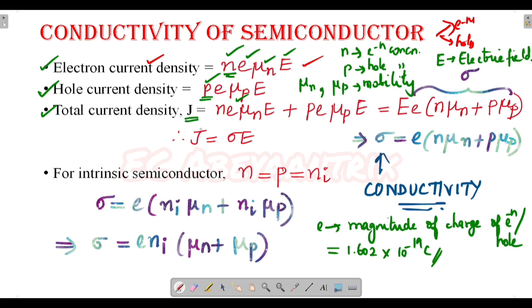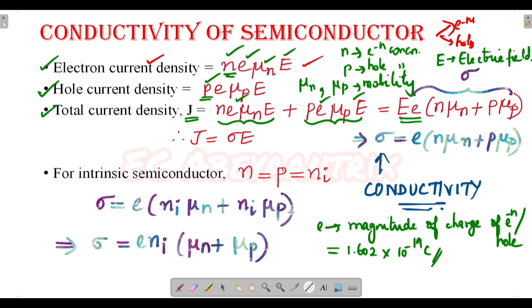The total current density J is contributed by both electrons and holes, right? So the total current density J equals n e mu n E plus p e mu p E. We are going to add both. The small e and capital E are common for both, so we take E outside and put the remaining terms inside the bracket. This entire term, e into n mu n plus p mu p, is referred to as sigma. Sigma is nothing but the conductivity of a semiconductor.